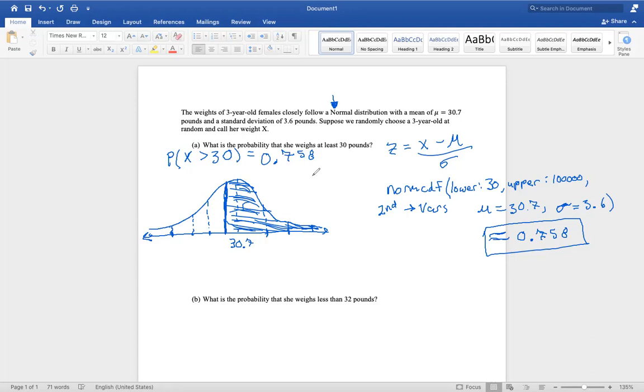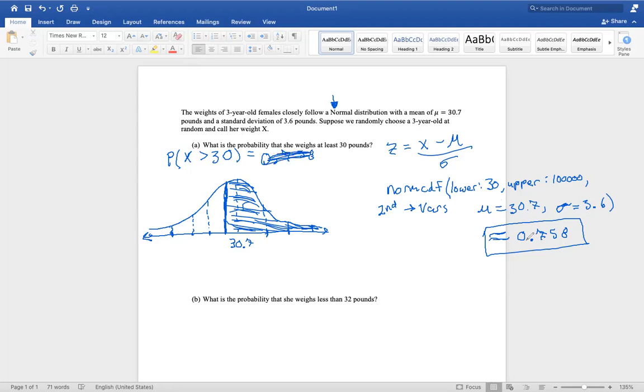Feeling pretty good about that then. Let's move on to the next problem. Oh, I did not type in my standard deviation. That's why it seems so unreasonable. Hey, so the standard deviation is actually 3.6. I left it out as 1. All right, recalculated here. And now the answer makes more sense.